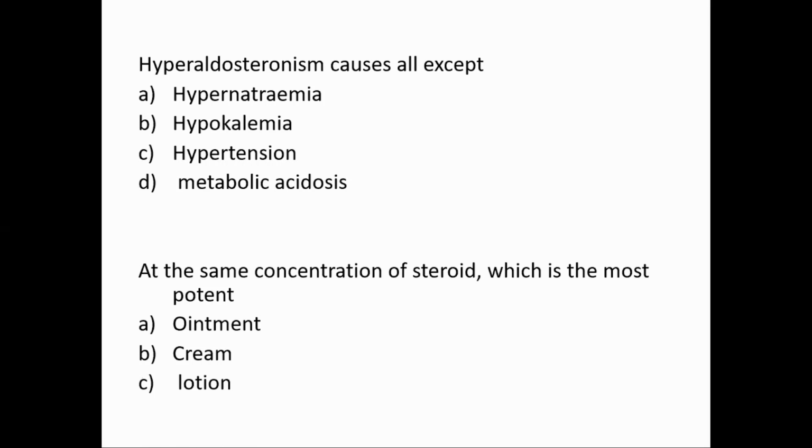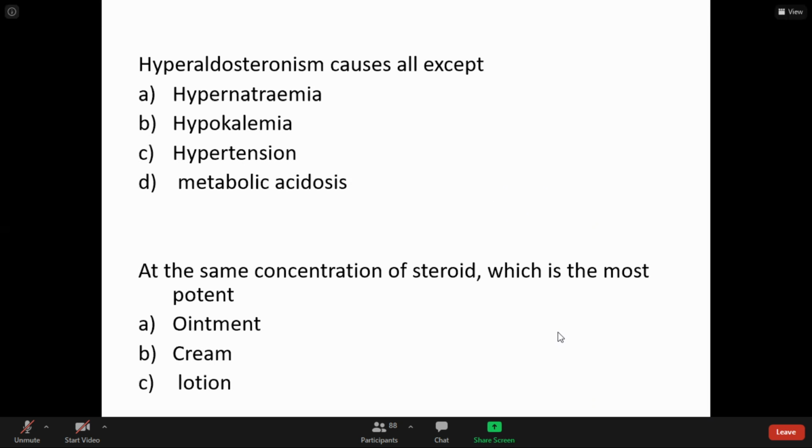Hyperaldosteronism causes all except hypernatremia, hypokalemia, hypertension, metabolic acidosis. So which of the following is caused by increased amount of aldosterone except?